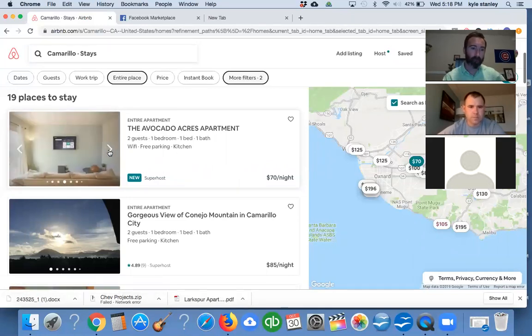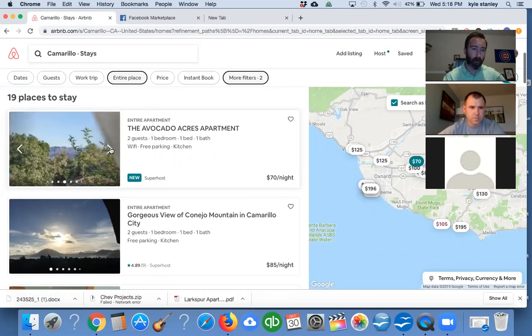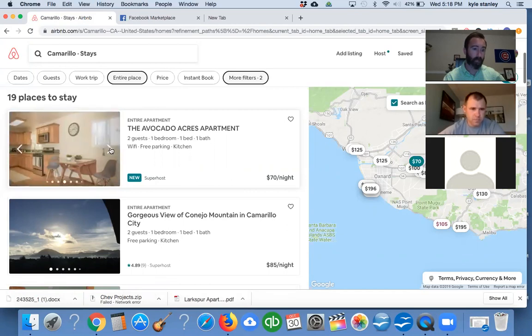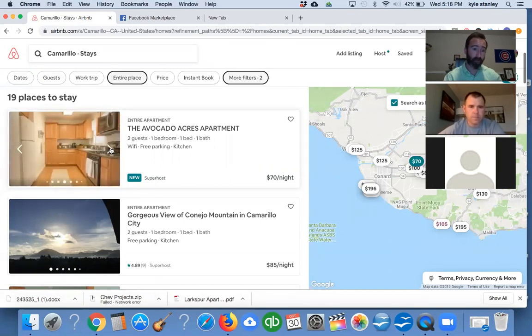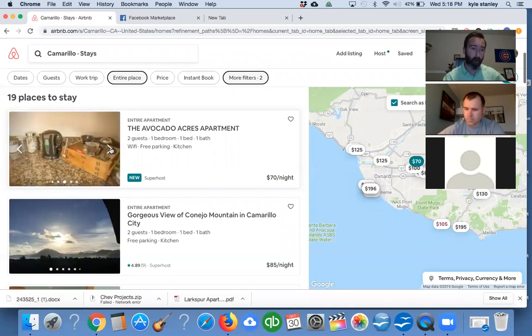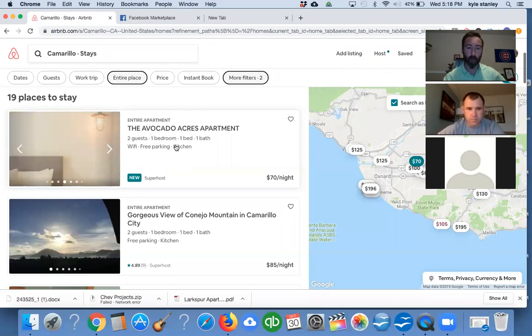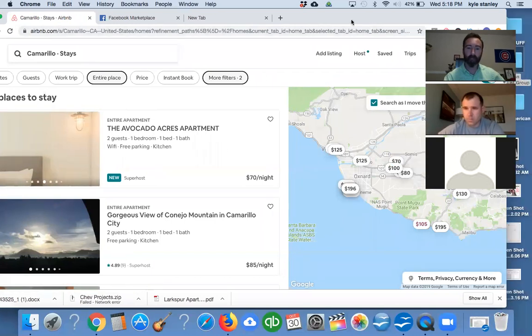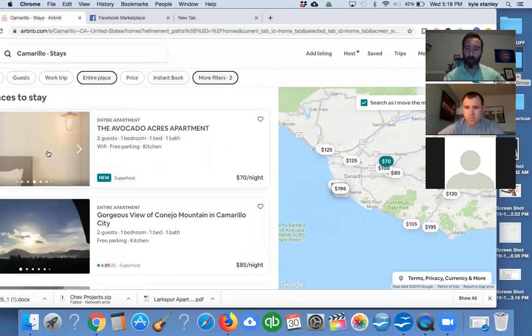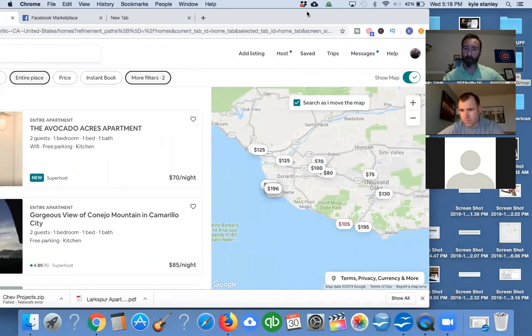So this might be an apartment. It looks like it is. I think this legitimately looks like an apartment complex to me. It doesn't look like a garage or a second unit. So what I'm going to do is figure out that location. If I hover over this, you see that it pops up in blue, that's $70 per night. So I'm going to zoom in here.